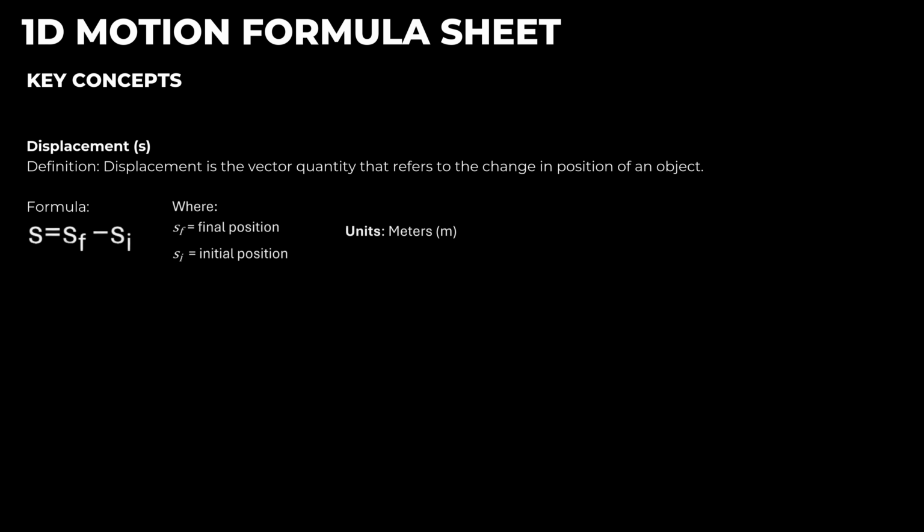Its definition is, displacement is the vector quantity that refers to the change in position of an object. It is denoted by s. Its formula is s is equal to s final minus s initial. Its unit is meters. Next, we move on to velocity.